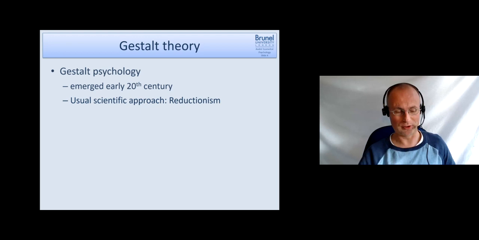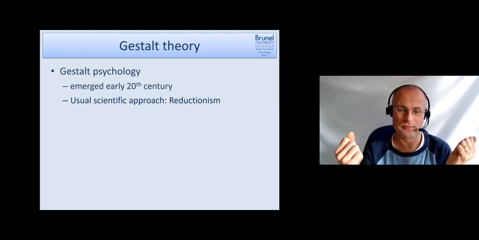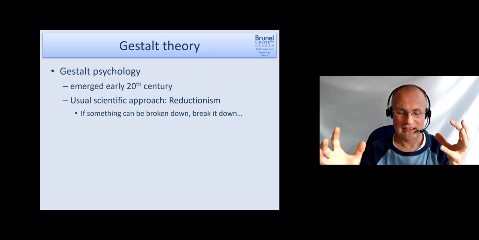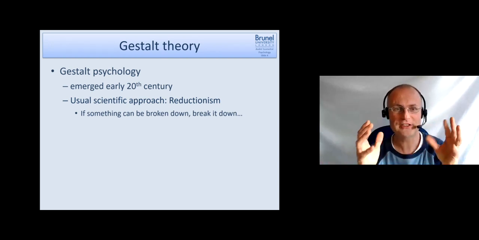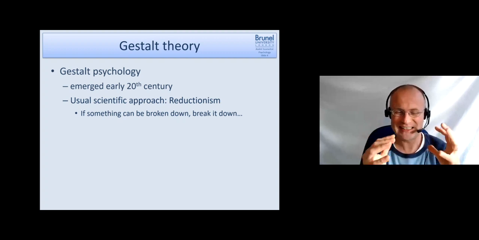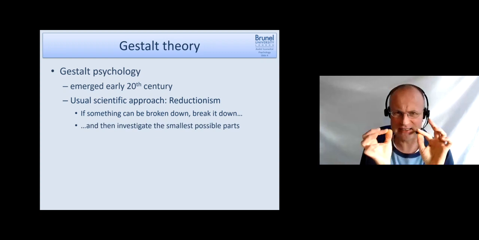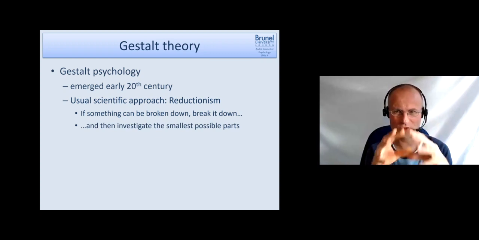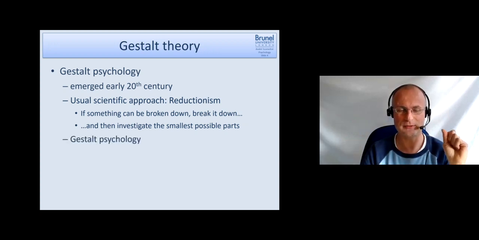The most common approach, in particular nowadays, is called reductionism. And the idea is, if you have a complex phenomenon in psychology or physics or chemistry, you try to break it down first, and then investigate the smallest possible parts to understand them. So you just try to break it down and understand that.